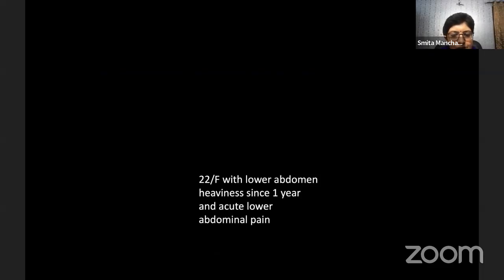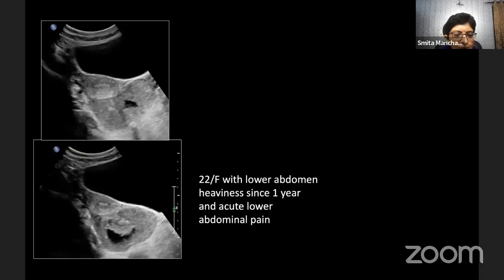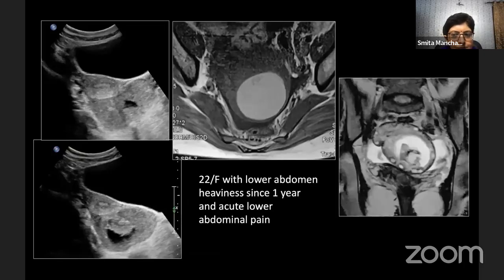22-year-old lady with lower abdomen heaviness since 1 year and acute lower abdominal pain. So see carefully, there is a lesion in the left adnexa going into the pouch of Douglas. It is a complex lesion. It is appearing predominantly cystic because there is through transmission. And just try and identify this echogenic component. Now the T1 weighted image, hyperintense lesion, some hypointense components within. And then this is its T2 correlate. She has a lower abdominal heaviness since 1 year, but now she has an acute lower abdominal pain.